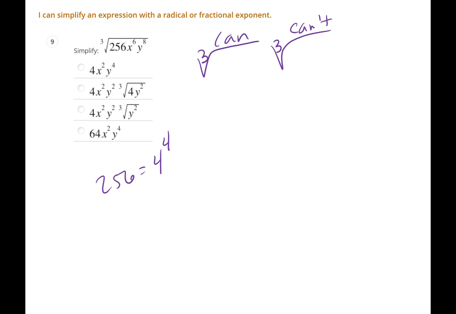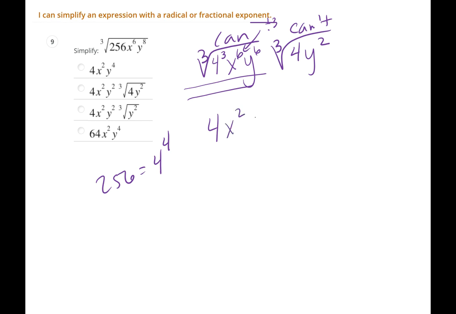So what I would want to do is I would want to pull 4 cubed out there and leave another 4 here. Then I'm going to pull out anything that is a multiple of 6 in the exponent. So x to the 6th would all be there. Y, I'd pull out y to the 6th, then I would have 2 left over. I'm going to take the cube root of this. So the cube root of 4 cubed would be 4. Remember, we're dividing the exponents by 3. So cube root of x to the 6th would be x squared, y squared, and then I just keep the cube root of 4y squared.